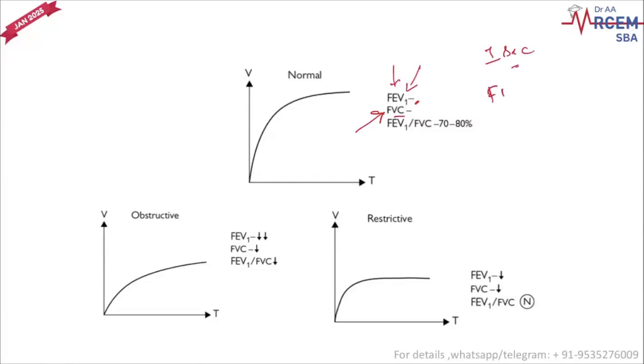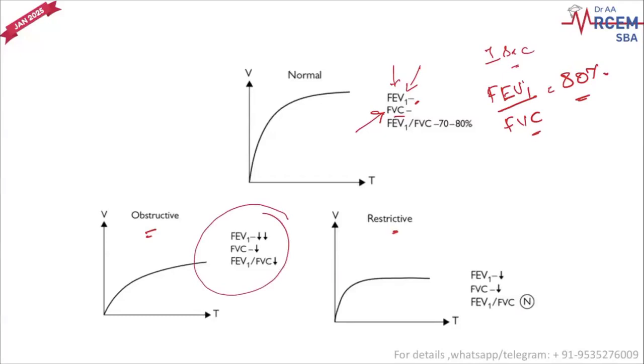When you divide FEV1 by FVC, you usually get 80%. Basically, it means that you can expire out in 1 second 80% of the lung volume, the vital capacity, that you have. This ratio will reduce in obstructive airway disease. This ratio might remain in the normal range or even go on the higher side in a restrictive airway disease, because in a restrictive airway disease, FEV1 and forced vital capacity both decrease equally. So the ratio most of the time remains in the normal range or might go on the higher range.